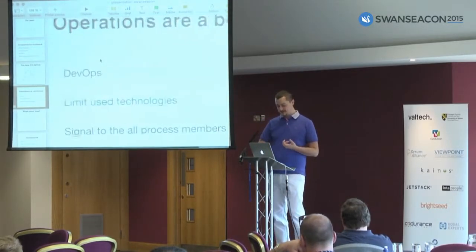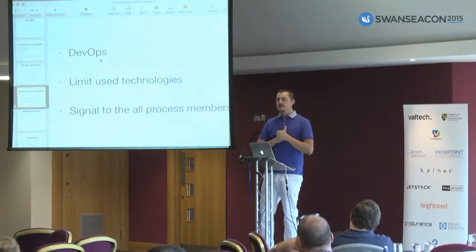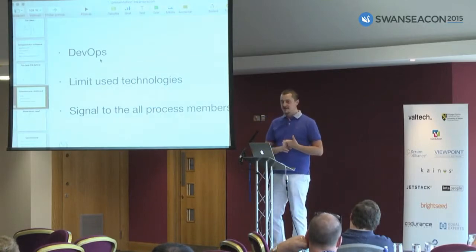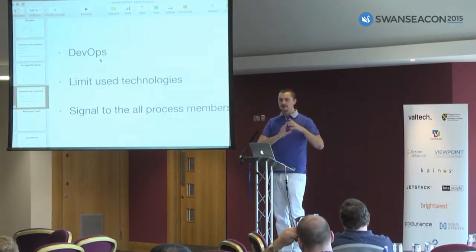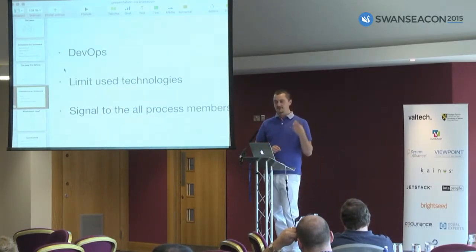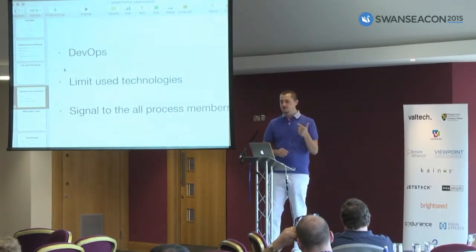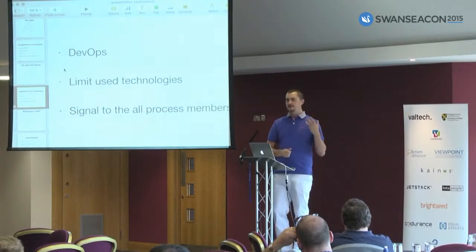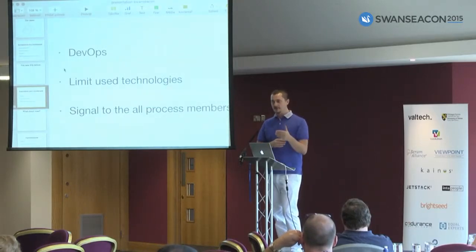And then there are operations. When operations is the bottleneck, DevOps can be a solution, so developers can do a part of the work of operations. The second thing is to limit the technologies used. I know that developers, and I am a developer too, love to use a lot of new technologies, to try new things and so on. But when operations is the bottleneck, you must limit those technologies to one application server, one or two programming languages, one cache, one database. Limiting that will make the situation for operations much simpler, and it can cause operations to stop being the bottleneck.